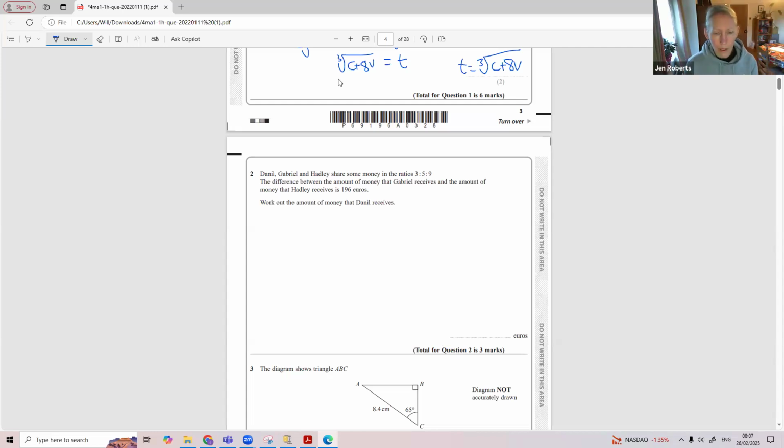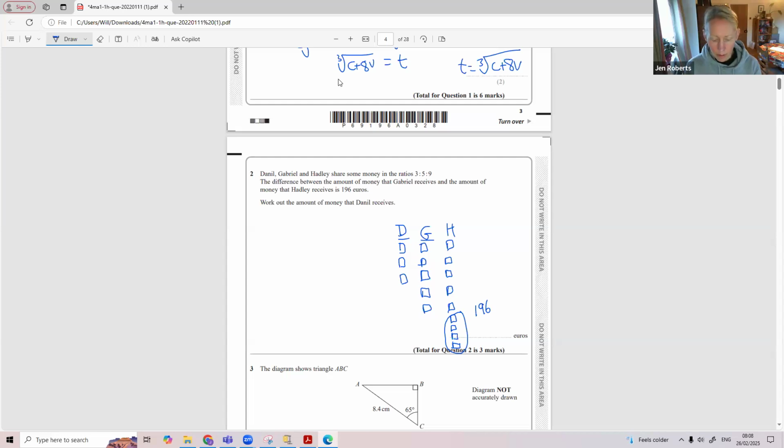So I think of this as parts. Daniel has 3 parts. Gabriel has 5 parts. And Hadley has 9 parts. The difference between the amount of money that Gabriel and Hadley receive is 196 euros. So what's the difference in the amount of parts they have? Can you see it's 4? So these 4 boxes represent 196 euros.